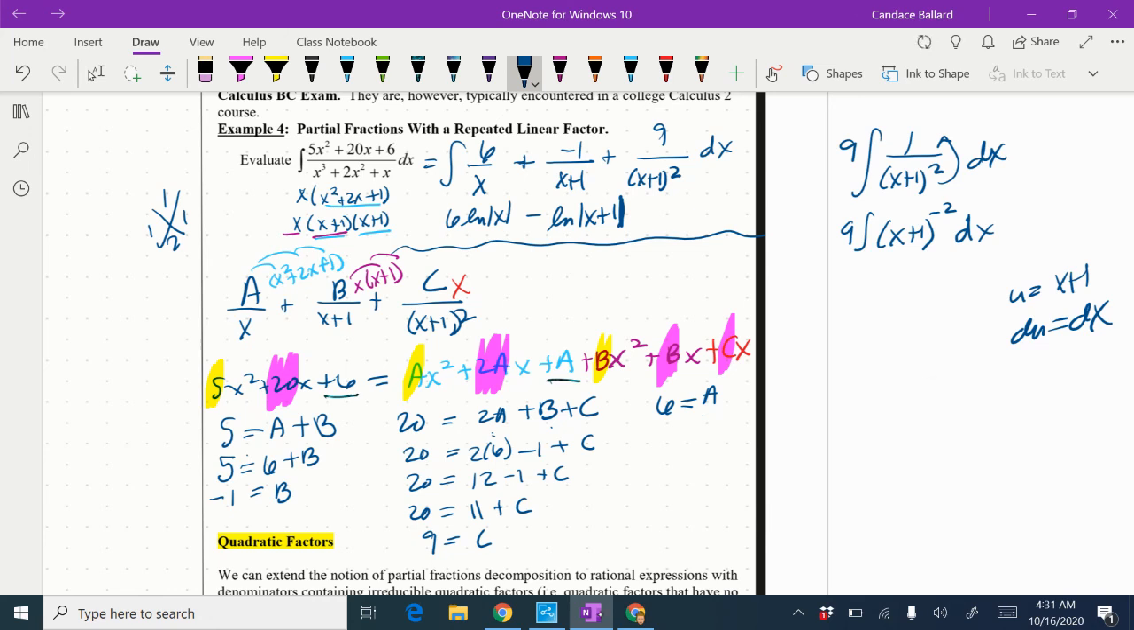So when I integrate, I'm going to follow my normal power rule integration. I've got just the 9 hanging out. And then I'm going to add 1 to the exponent. So when I add 1 to it, I'd get x plus 1 to the -1 divided by -1, but then I would put that back downstairs. So I would have a -9 here, and then it's over x plus 1 to the first. And then everything plus c.